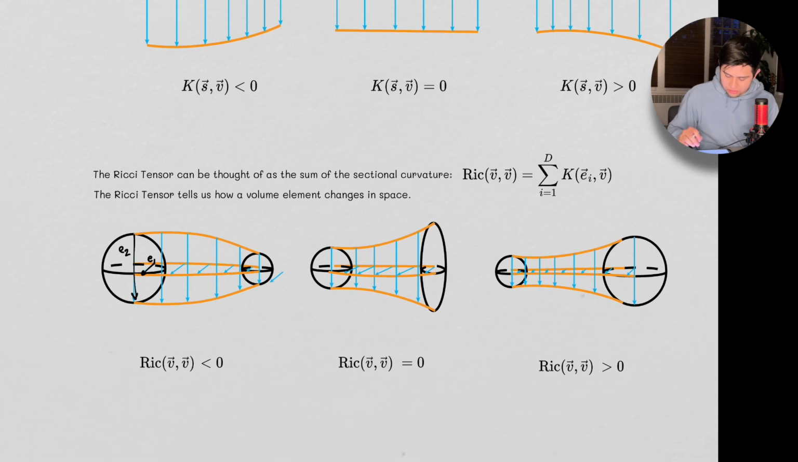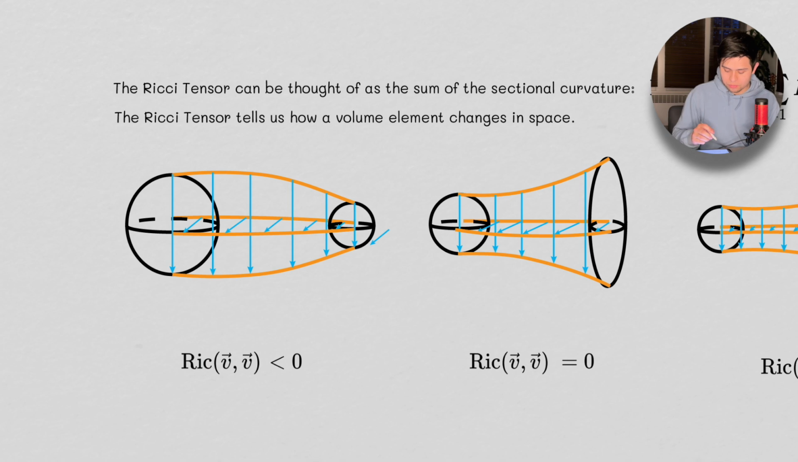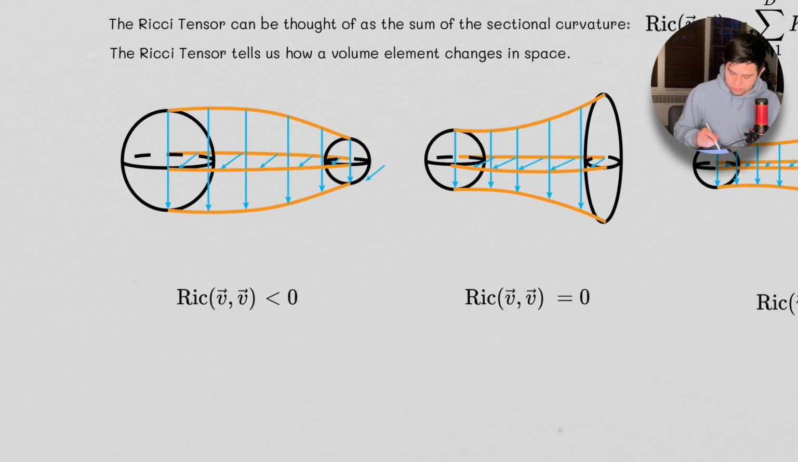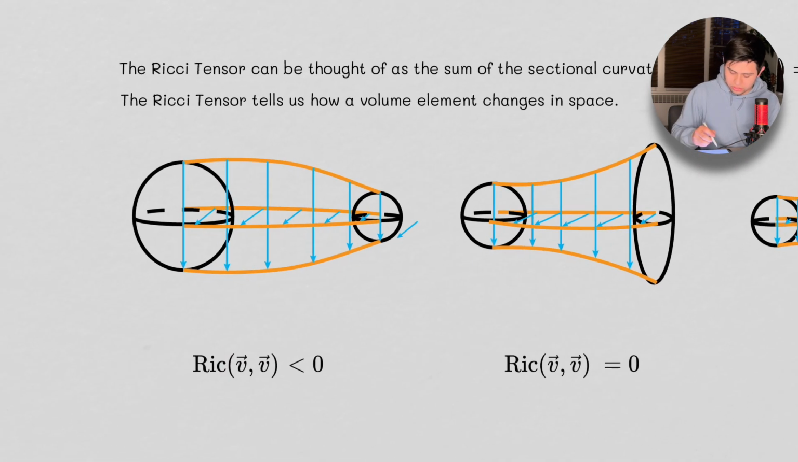The Ricci tensor tells us, therefore, how a volume element changes in space, because this is a volume element, right? So we've identified these guys as basis vectors, and we're adding them up where, because they're orthogonal to each other, we can picture them in this way. All right, so in the case of the Ricci tensor being less than 0, we have, just like in this case, this convergence that goes from a large volume to a small volume.